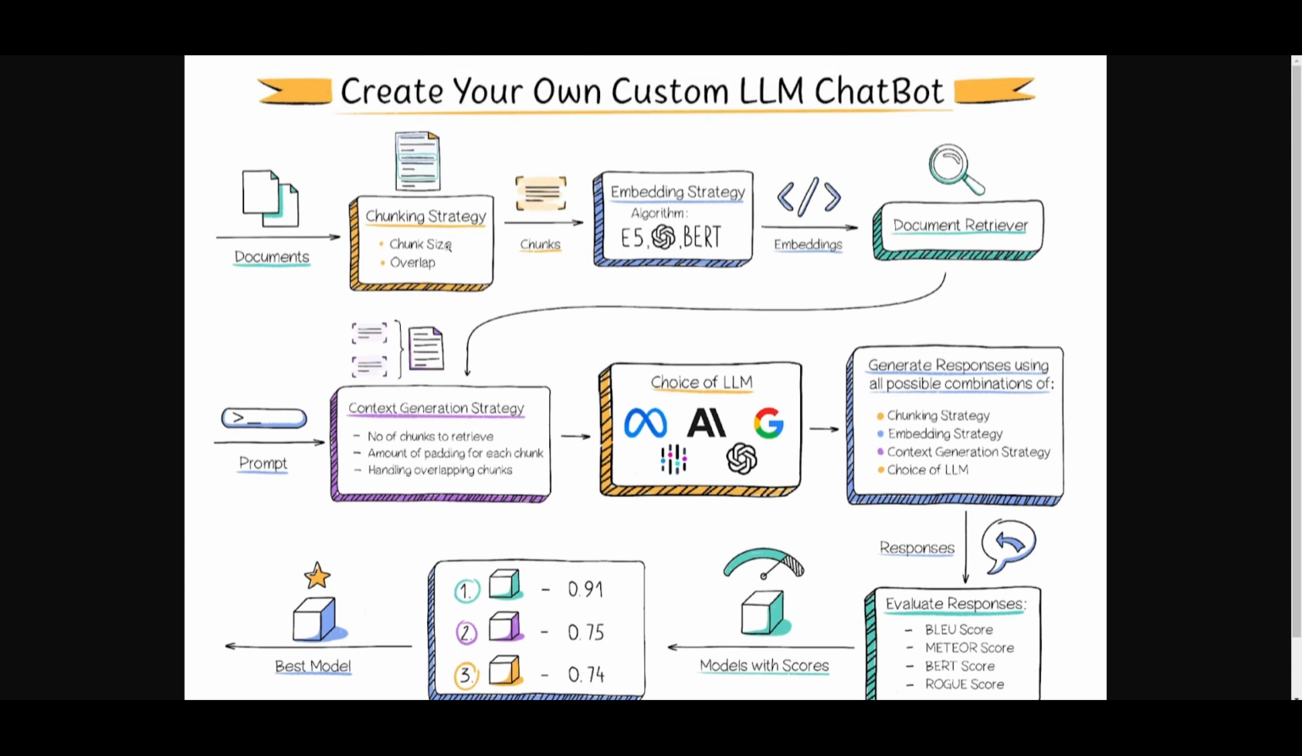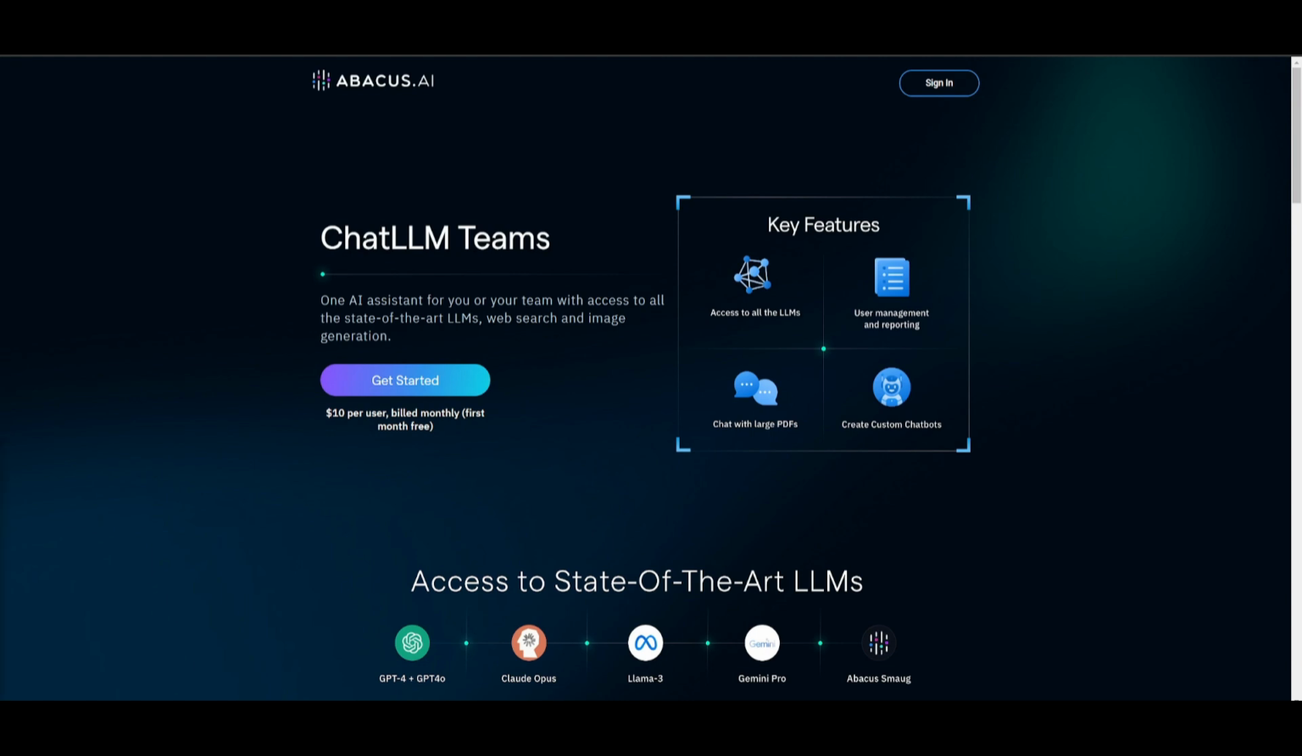It starts off with the documents that are sent over. It's going to be then sent over to a context generation strategy where it's going to select a large language model, and it's going to then generate a response by utilizing the combination of all these different factors. So how can you get started?